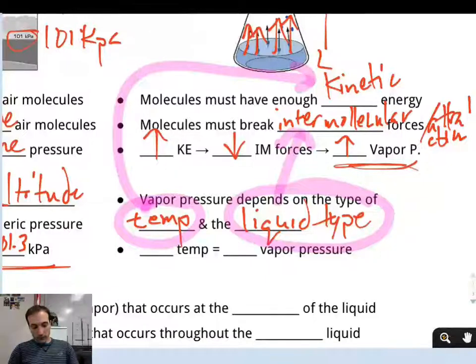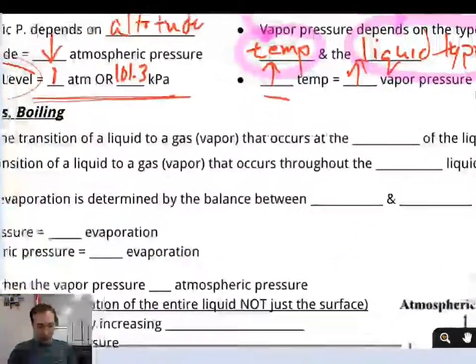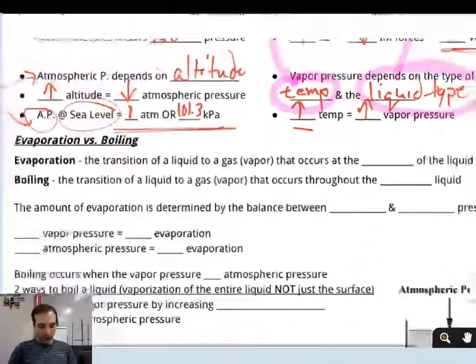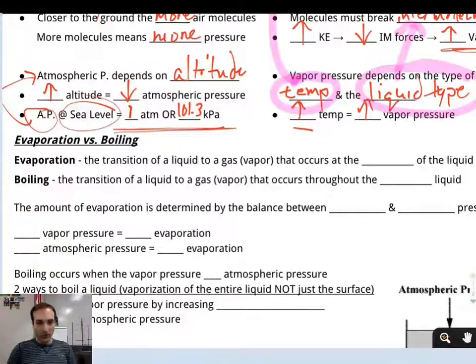Okay, so rule of thumb, just in terms of temperature, is if you increase the temperature, you increase the vapor pressure because you're giving it more kinetic energy. All right, if you want something to evaporate fast, you generally alter the temperature. Okay, or if you want it to have more vapor pressure, I guess. All right, so now we've got two different types of pressure. Let's examine what's the difference between evaporation and boiling.